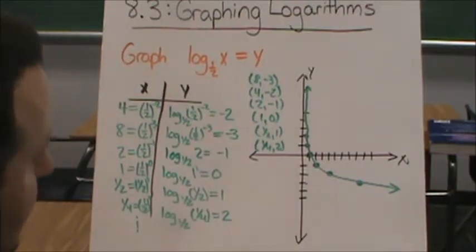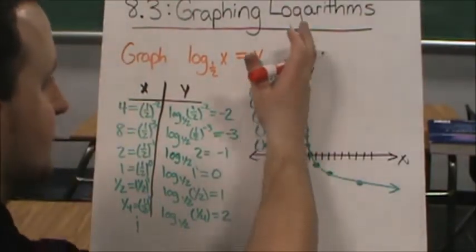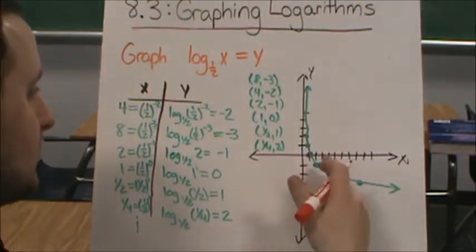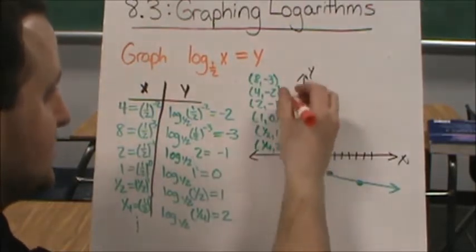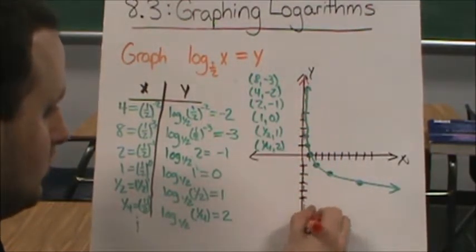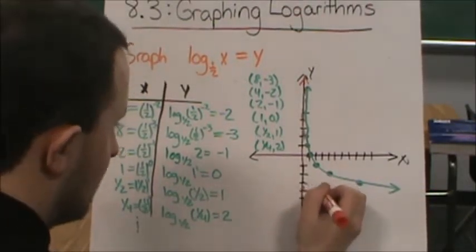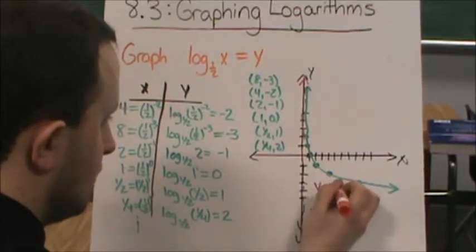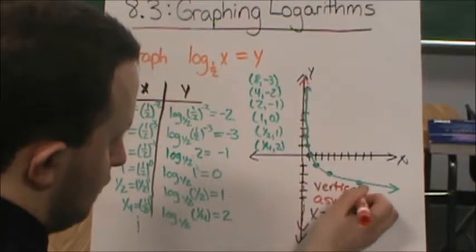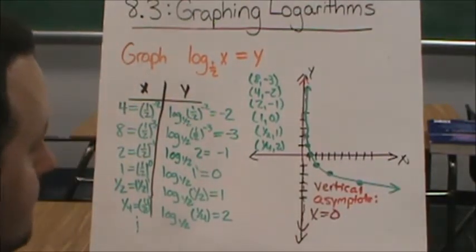But there's one part that we can't forget, and that's where the vertical asymptote is. And in this case, as y grows in the positive y direction, it looks like it'll level out at x is equal to 0. So our vertical asymptote is the line x is equal to 0.